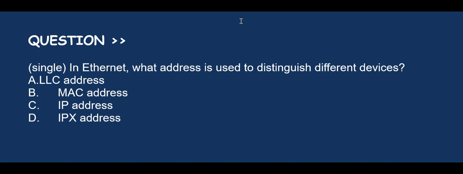Next question is, in Ethernet, what address is used to distinguish different devices? Option A LLC address, option B MAC address, option C IP address, option D IPX address. The correct answer is option B.